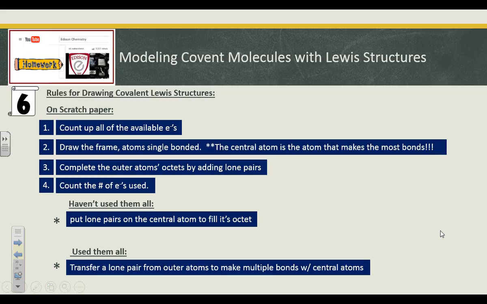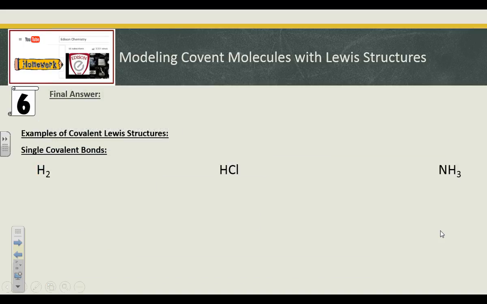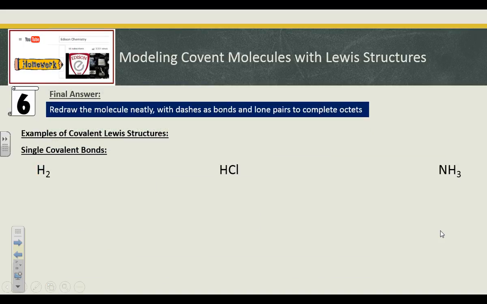You won't understand these rules until we put them into play in order to really get them to work. So watch a chemist, me, draw covalent Lewis structures. Your final answer needs to be redrawn with dashes as bonds and lone pairs to complete octets. Okay, so here is the deal. Starting with the single covalent bonds. These are the simple ones.